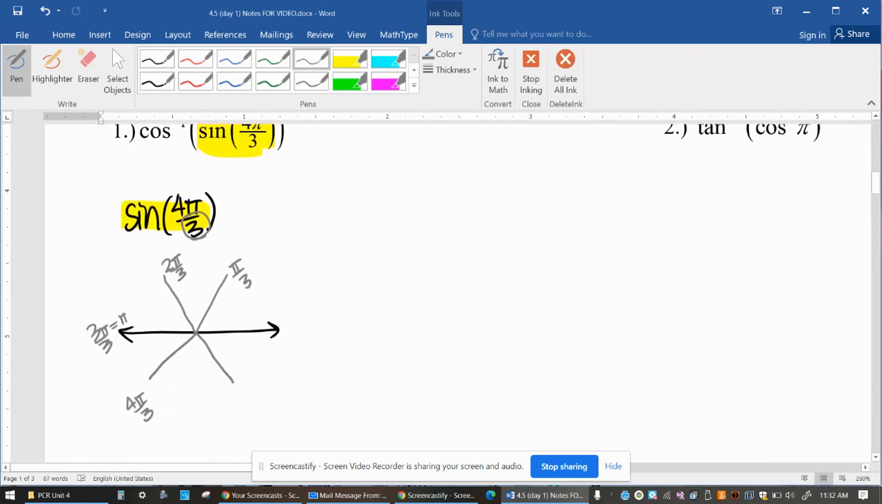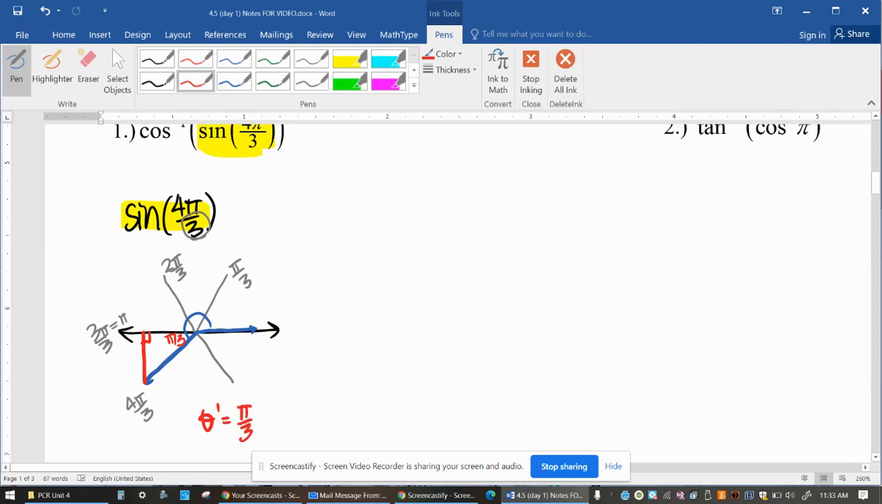So 4 pi over 3 ends up in quadrant 3. Okay, so this is a full angle, but we're going to focus on the special triangle created by the terminal sides of the x-axis. So what is the reference angle of 4 pi over 3? Well, how far is 4 pi over 3 from the x-axis? And remember, you want the lowest distance. So it is 1 pi over 3 as the reference angle. Okay, so reference angle is 1 pi over 3.